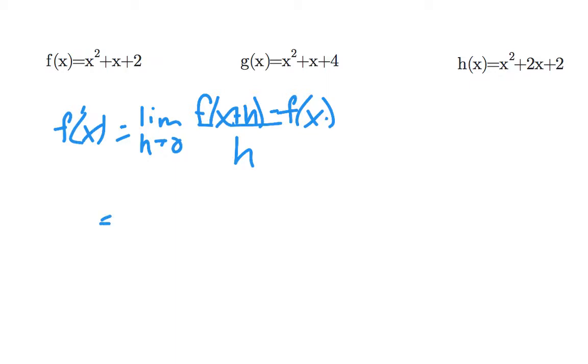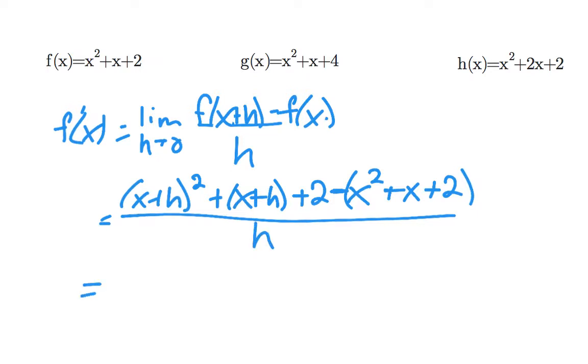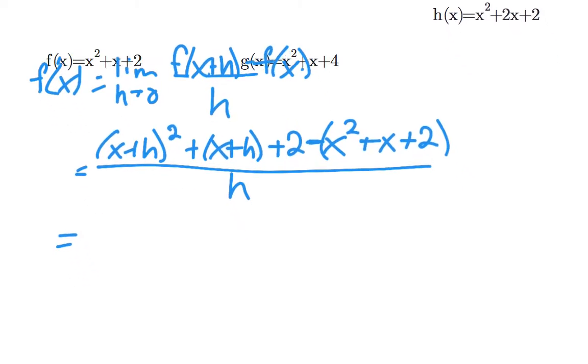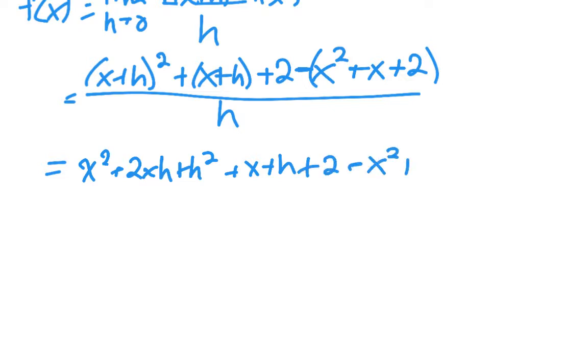So with that being said, we're going to go (x plus h) squared plus (x plus h) plus 2 minus (x squared plus x plus 2). Now, of course, that's in parentheses. Be careful of that minus right there. All over h. So we're going to have to expand a lot. This is an x squared plus 2xh plus h squared plus x plus h plus 2 minus (x squared plus x plus 2) all over h.